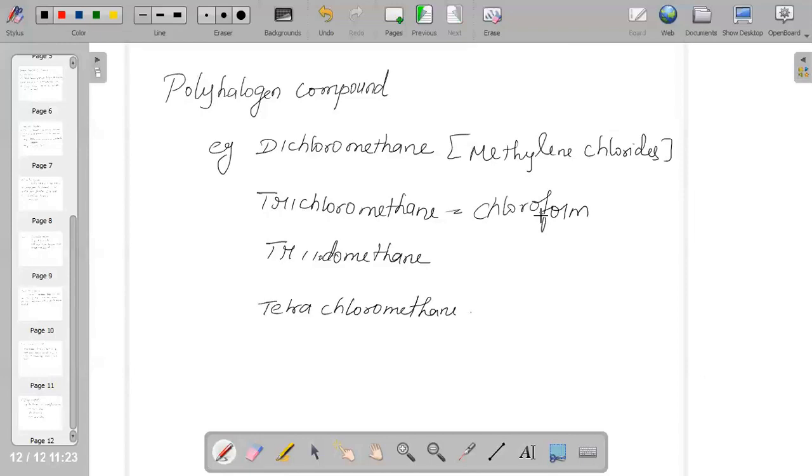We are also having a polyhalogen compound, tetrachloromethane, or what we call carbon tetrachloride, CCl4, which is used in manufacturing refrigerants and propellants for aerosol cans. It is used for the synthesis of chlorofluorocarbons or pharmaceuticals, etc.